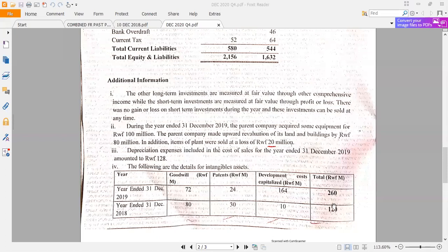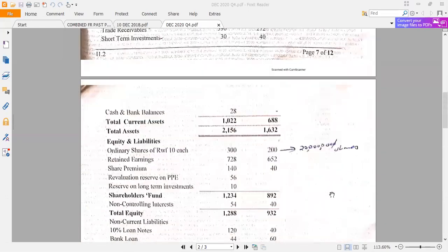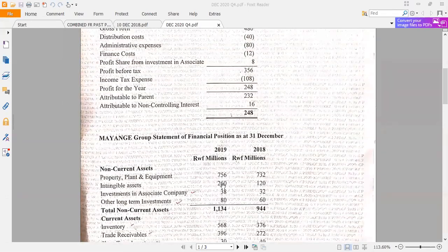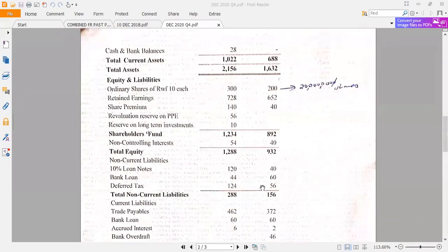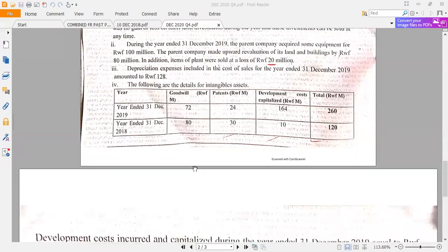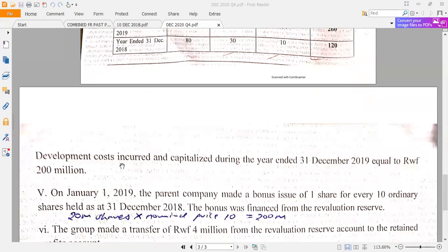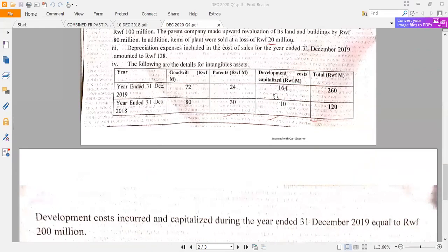So there is the total. You see this total of 260 and this 120. I hope everyone is seeing it. This total of 260 is a breakdown of these closing balances. This total of 120 is a breakdown of these opening balances. And if you go to the balance sheet, it is true. It is 260 and 120. So that additional information is very good. So next, development cost, this one here, 164 and 10. Opening is 10, closing is 164.